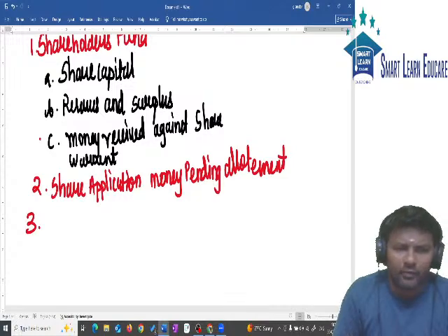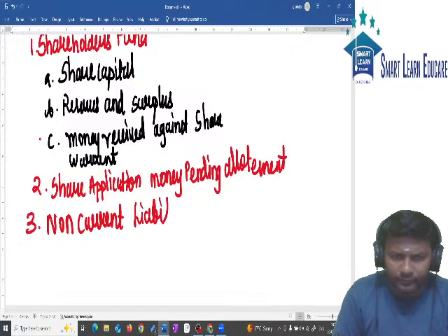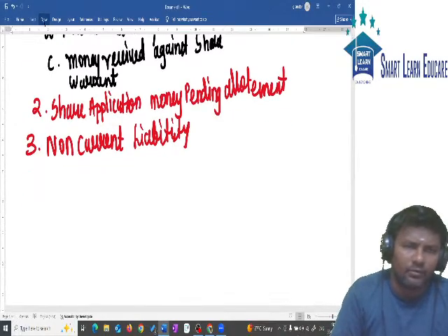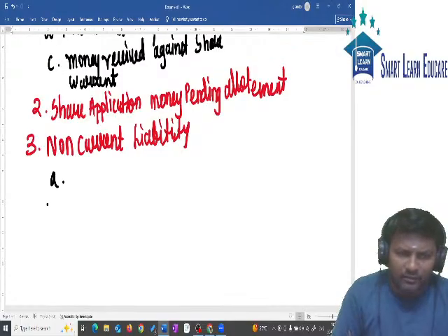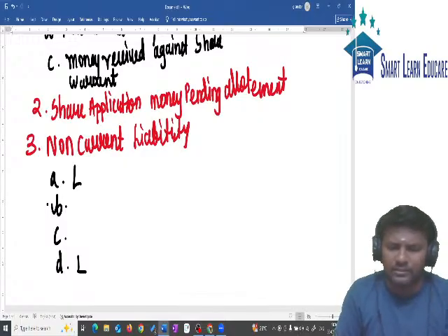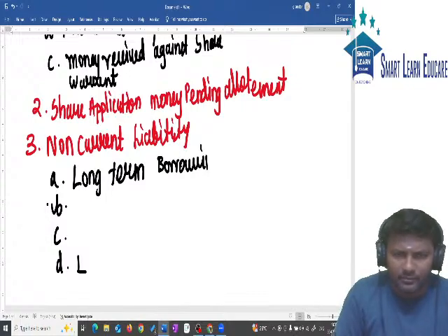Third, non-current liability. This has A, B, C, D, a total of 4 things. First one will start with L, last one also will start with L. First one, long-term borrowings. Last one also starts with L, long-term provision.